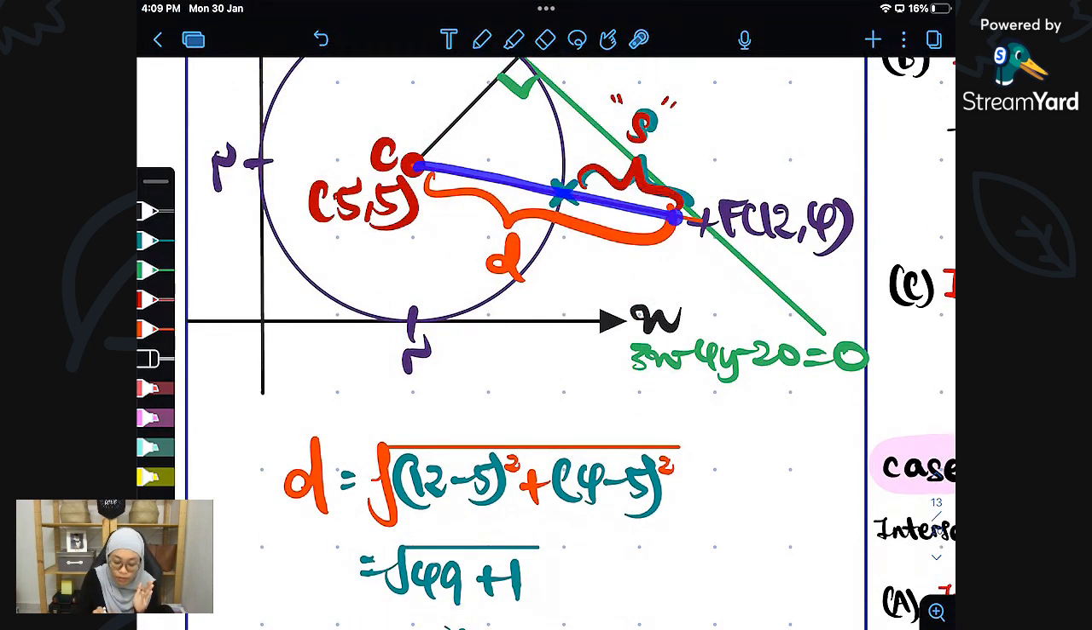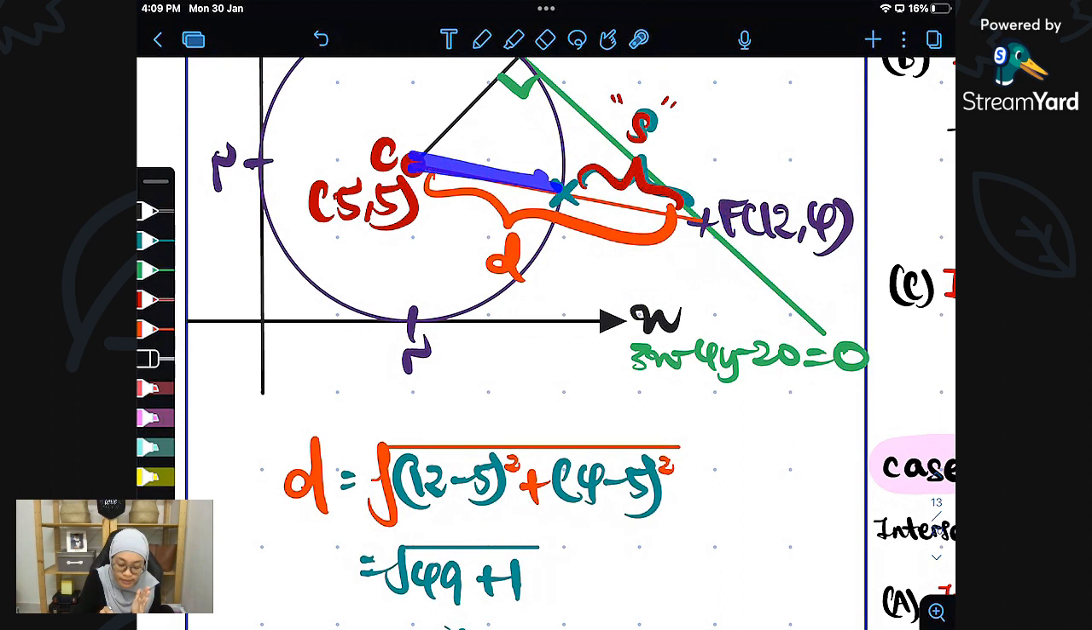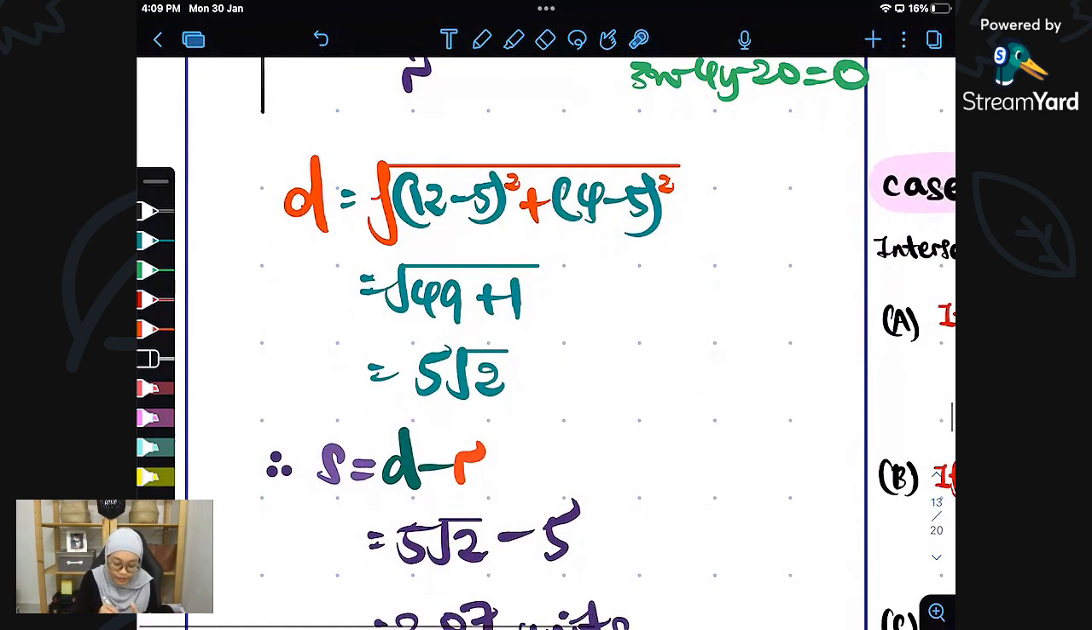So when we got the length of this already, we can do what? We can use this value, 5 square root 2, minus it with the radius, this radius, right? Minus it with the radius inside here. So that we get the answer S. Isn't it? It's easy. It's the same as my previous video. All right. So this is the formula then.